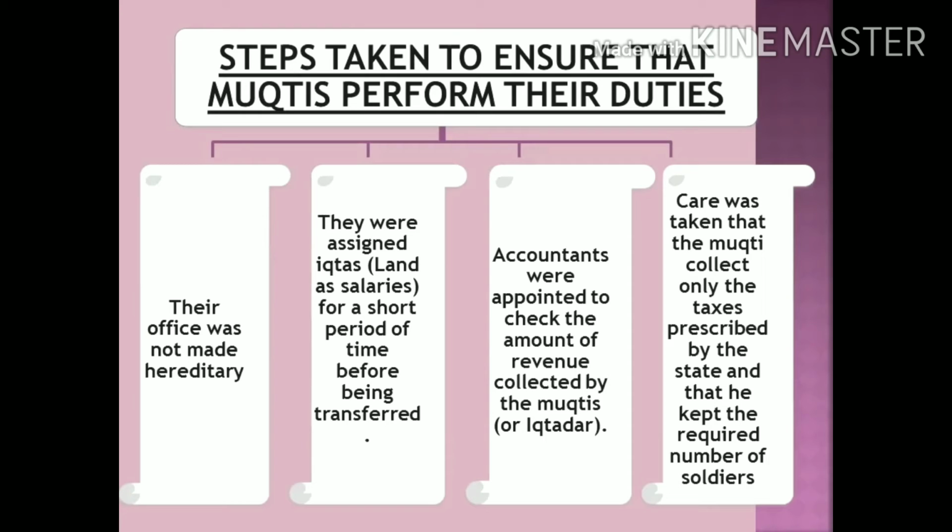Then accountants were also appointed to check the amount of revenue collected by the muktis. कितना revenue collect कर रहे हैं वो state fix कर देती थी, and care was taken कि एक मुक्ति उतना ही टैक्स कलेक्ट करे जितना प्रिस्क्राइब किया गया, उससे ज्यादा ना कलेक्ट करे. And care was also taken that the muktis keep a required number of soldiers, क्योंकि किंग्स उनसे मदद लेते थे during the time of war, तो उसके लिए सोल्जर्स की जरूरत होती थी.